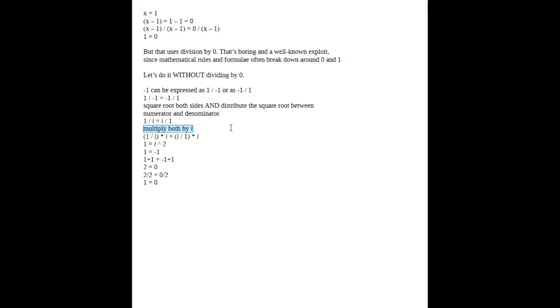So let's multiply both sides by the same value. The imaginary value is the square root of negative 1, which is i. Cancel the denominator here. The denominator is 1 over here, so I don't care. 1 equals i to the 2. 1 equals negative 1. Just do a little bit of tidying to get 1 equals 0.